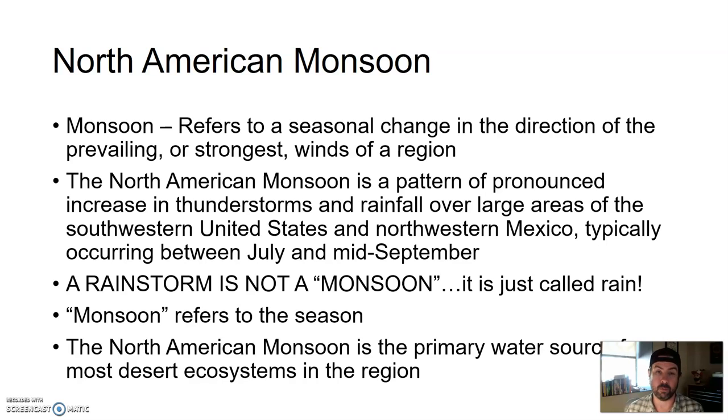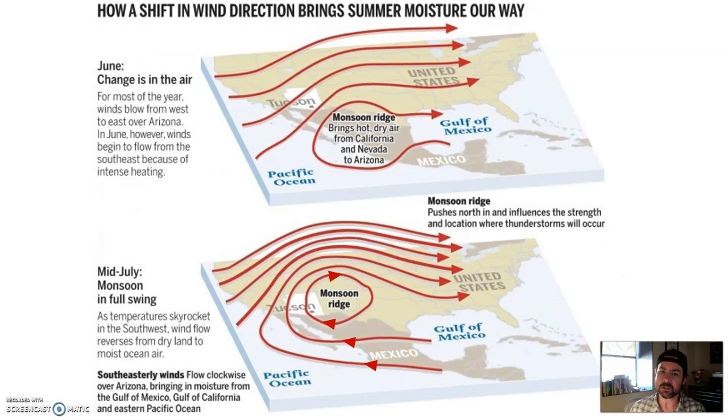As it turns out, for most desert ecosystems in the area, the North American monsoon is the primary water source. Most of our precipitation for plants, for nature, comes during this period from July to September. So what are these shifting weather patterns?